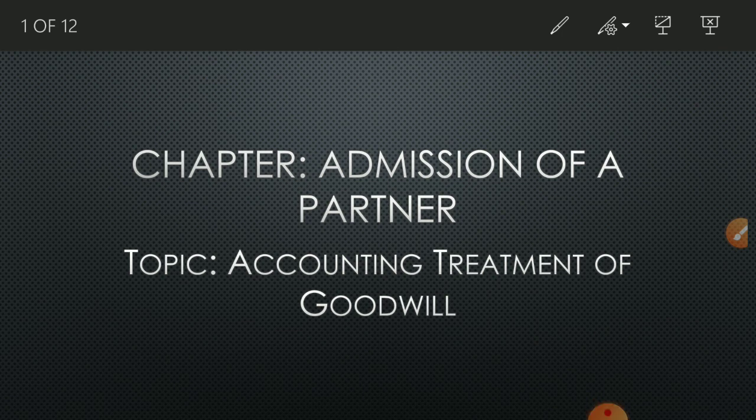Today also we are continuing with our chapter admission of a partner, and the topic is accounting treatment of goodwill. Last class we discussed the calculation of new ratio. Today we will discuss the accounting treatment of goodwill. What do you mean by goodwill? How to value the goodwill? What is the treatment of goodwill? Those all things we already studied in the chapter change in profit sharing ratio, where we treated the goodwill in sacrifice or gaining ratio.